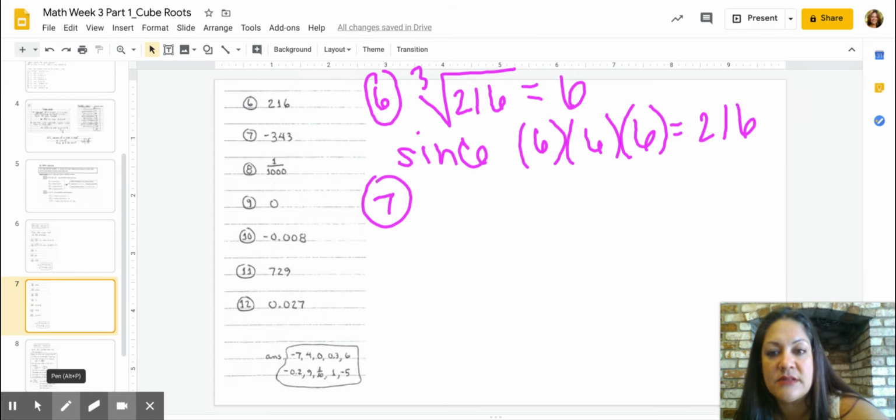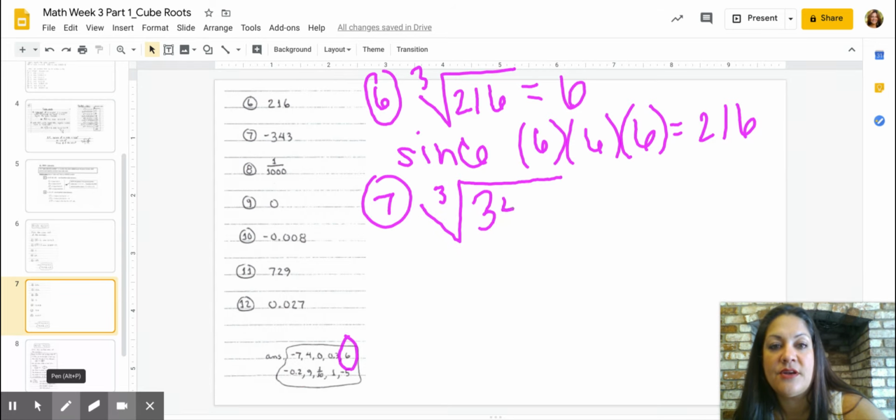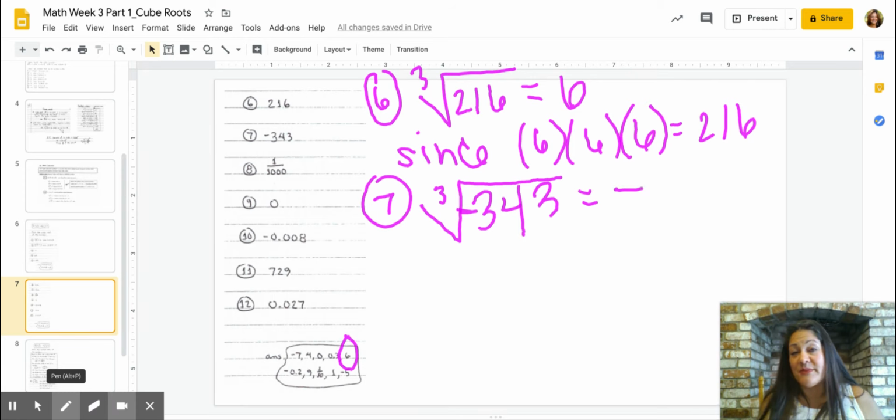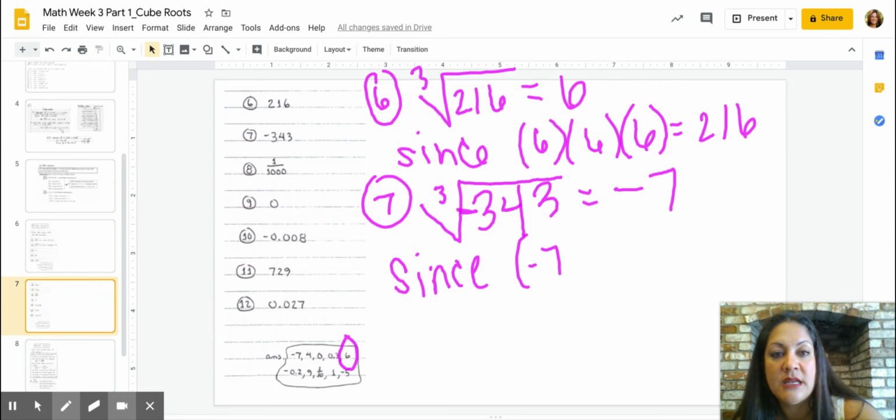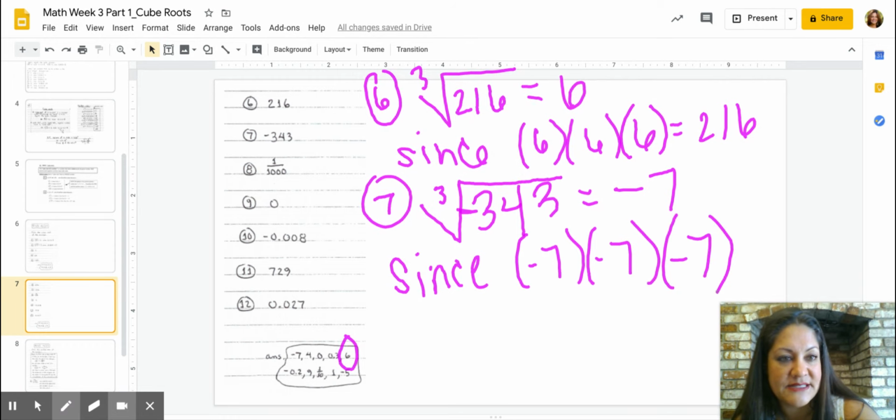Number 7. Oh, let's see here. Yep, there's my answer. I need the cube root of negative 343. Oh, negative, so I already know my answer is going to be negative something. The cube root of 343 is 7, so negative 7, since negative 7 times negative 7 makes positive 49, times negative 7 equals negative 343.